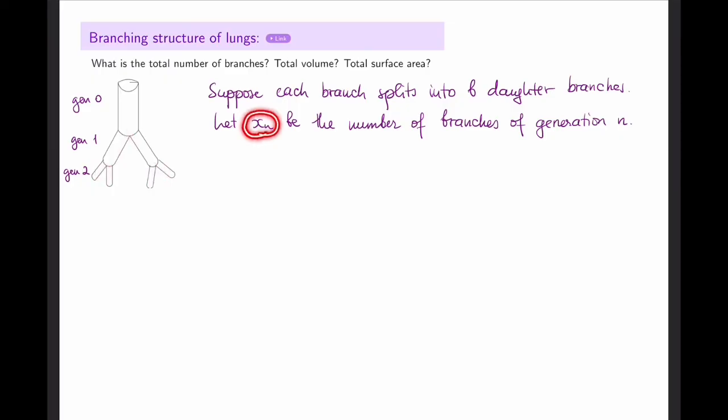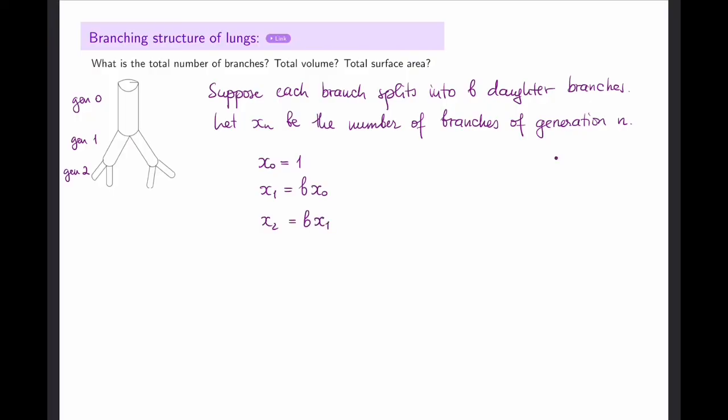And what I'm going to also label is the number of branches for generation n. So for generation 0, for example, x_0, the number of branches is simply 1 in our case, or more generally x_n. For generation 1, let's think in most generality, not just as on the picture here. Whatever number of branches I had, it will be split into b daughter branches. So the next generation will have b times x_0.